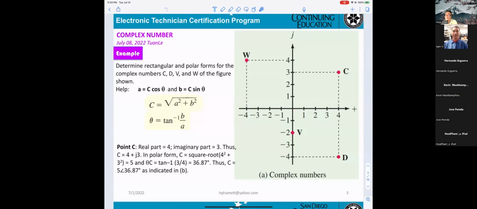Okay, again. J means rotate 90 degrees. Okay, this is the real. You rotate 90 degrees, you get J. Another 90 degrees, you go back to the real. And another one, and now you get a minus J. So J basically rotates 90 degrees.